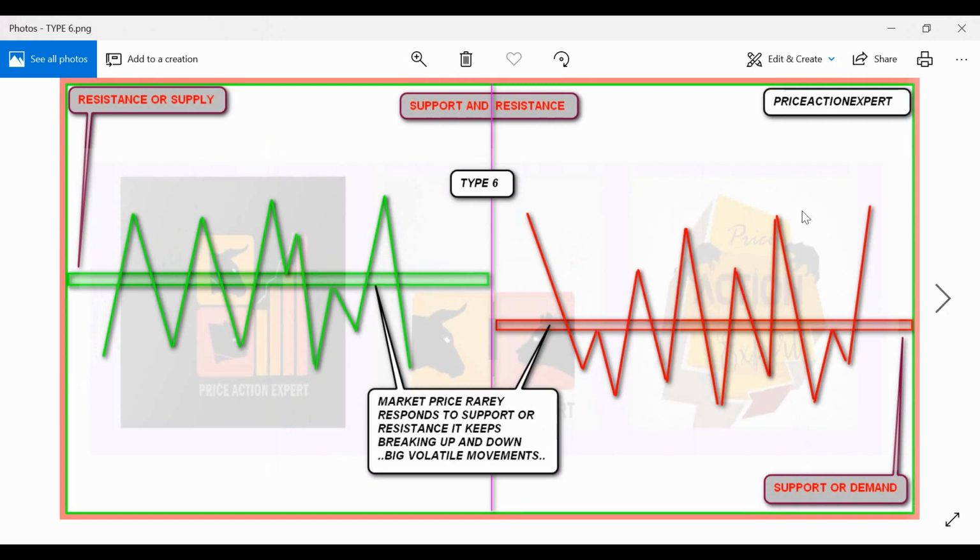Type 6, market price. It rarely responds, and it also keeps breaking up and down. You can see huge volatile movements. Price keeps breaking up and breaking down, big volatile movements. Okay, let's see few examples of type 6.